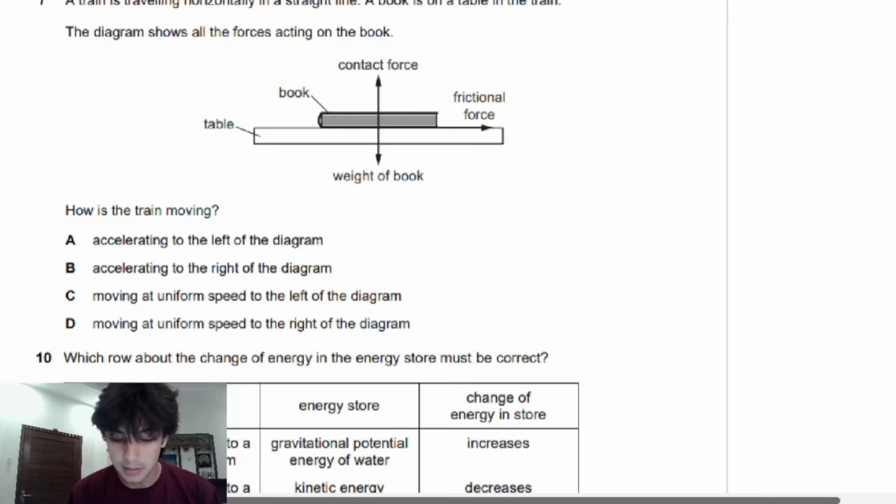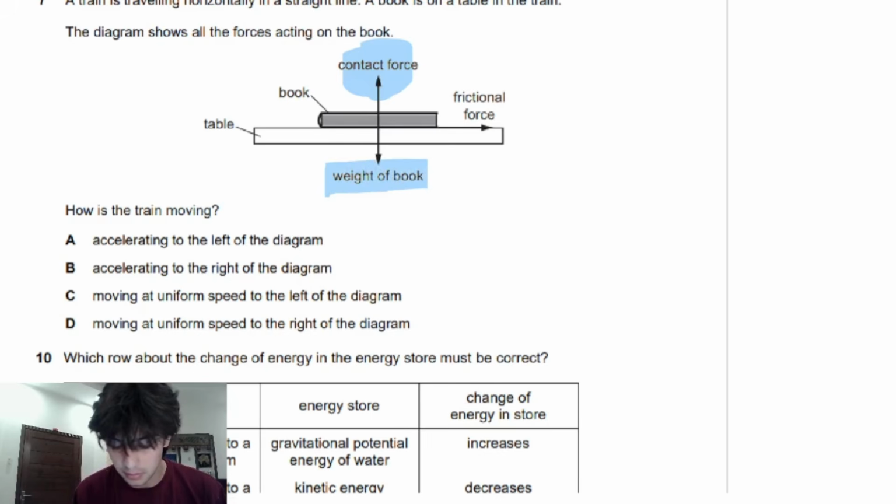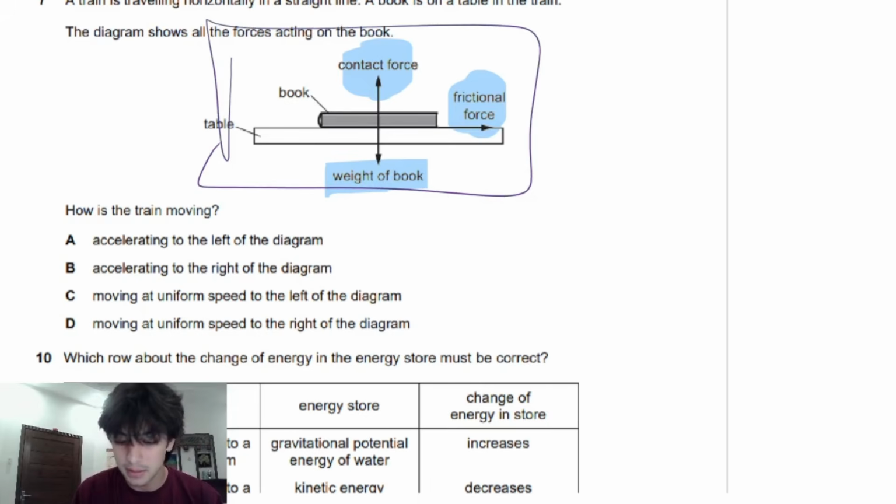So we can see over here clearly that the upward contact force is balancing the weight of the book, which keeps it stable. However, we can see towards the right हमारे पास एक frictional force है which is pushing it this way, right? So the book wants to move to the right. Now, since the book wants to move to the right, इसका ये मतलब है कि the train that it is in that should also be moving to the right.